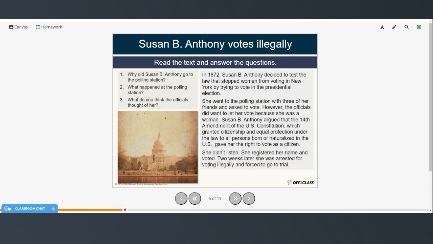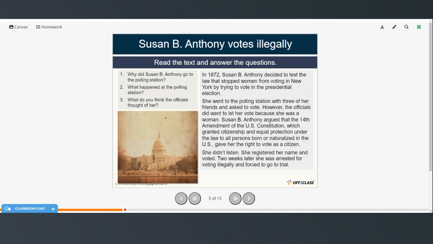All right, I will read the next text and answer the questions. In 1872, Susan B. Anthony decided to test the law that stopped women from voting in New York by trying to vote in the presidential election. She went to the polling station with 3 of her friends and asked to vote. However, the officials did not want to let her vote because she was a woman.